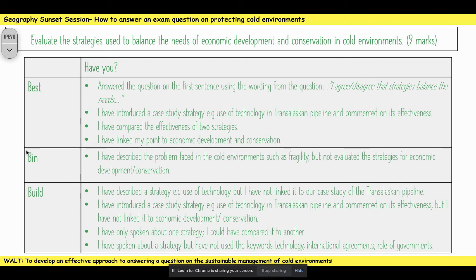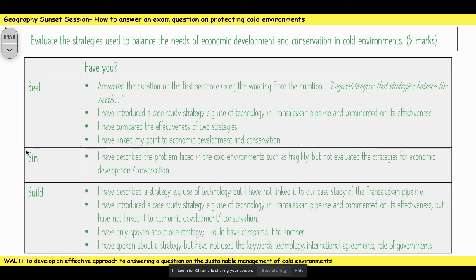And the most important, and probably the last thing I'm going to ask you to do, is I want you to just go through and highlight or label the best parts of your answer, the parts of your answer that maybe can get rid of or go in the bin, and then finally the parts of your answer that you should build. So if you've answered the question in the first sentence, or introduced a case study strategy, or compared the effectiveness of two strategies, or linked your point to economic development and conservation, like the question asks, then you can label those the best part of your answer.